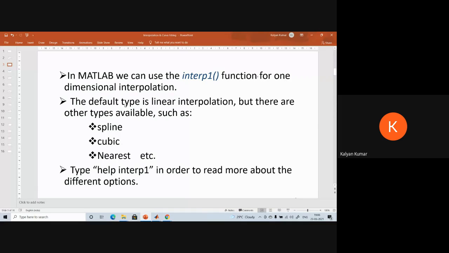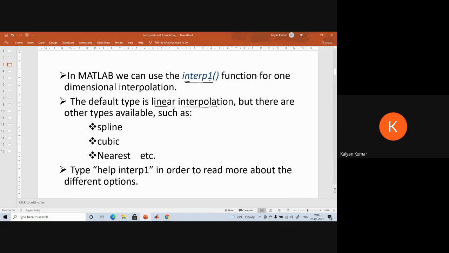In MATLAB, in order to estimate the data using one-dimensional interpolation, we use the function interp1. The 1 stands for one-dimensional interpolation. INTERP, the short form of interpolation, INTERP1 is the function that we use for one-dimensional interpolation. The default type of interpolation that we perform is linear interpolation. So in this, the unknown quantity is estimated by using a linear equation.